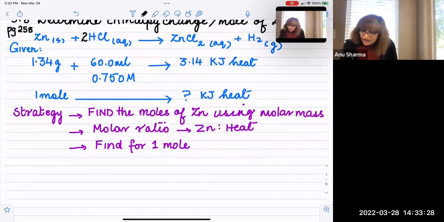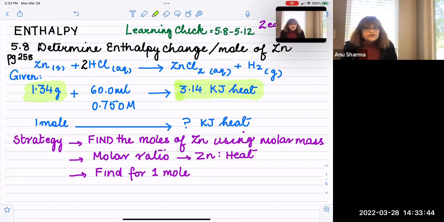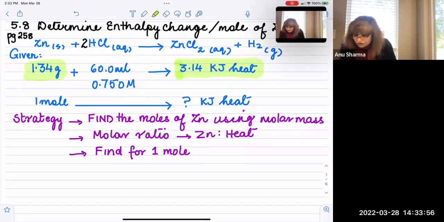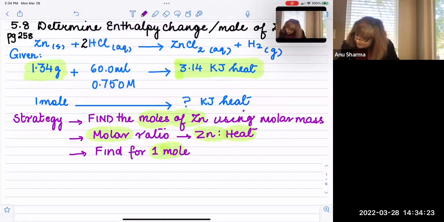So what are you going to do here? They have given you the grams, 1.34, and the heat associated with 1.34 grams of zinc is 3.14. Anytime you're given these types of reactions, there's going to be some excess information. In this case, we are only focusing on 2 things, which are the zinc and the amount of heat. We are given the grams, so convert that. The strategy is to find the moles of zinc first, then look at the mole to mole ratio of zinc and heat, and then find it for 1 mole. The question is asking, for 1 mole of zinc, how much heat is produced? So we are going to take the moles of zinc.